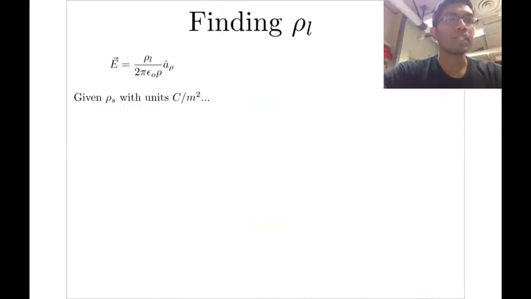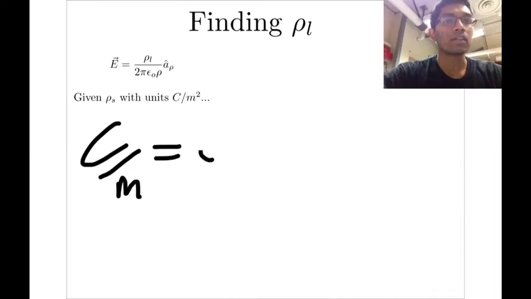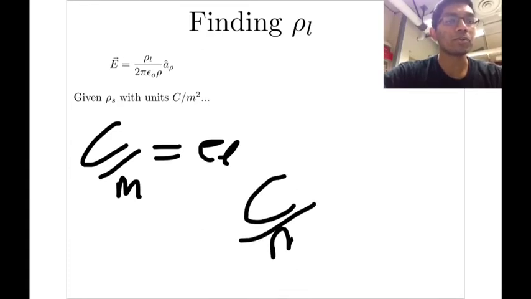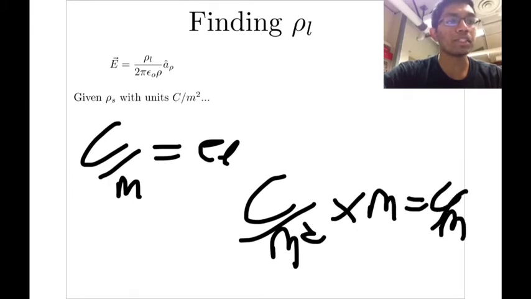So rho S has units of coulombs per meter squared. Rho L has units of coulombs per meter. So to get rho L given a rho S, you can see that we just have to multiply rho s by meters, right? So you have coulombs per meter squared multiplying by meters to give you a coulomb per meter. Sorry for the bad handwriting. So let's look at the picture again now that we have these units, and it'll be very easy to make sense of it geometrically.